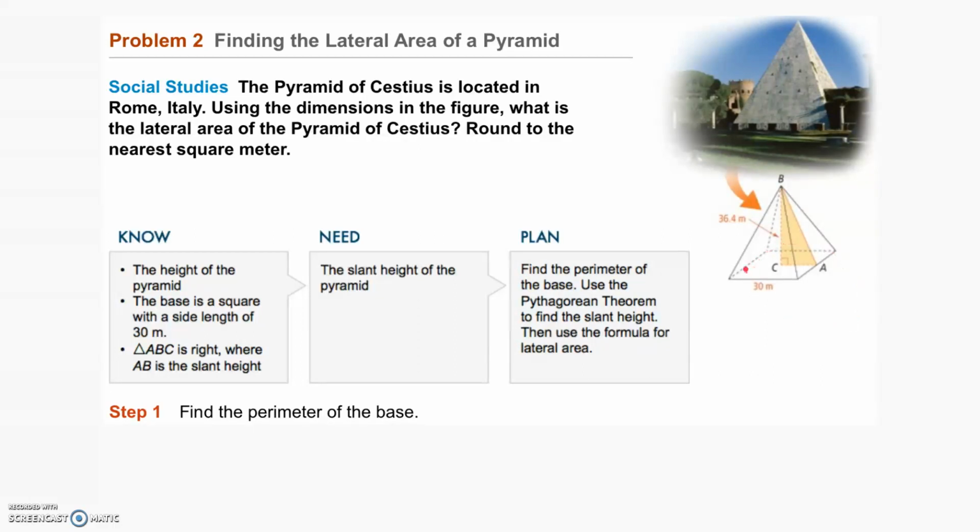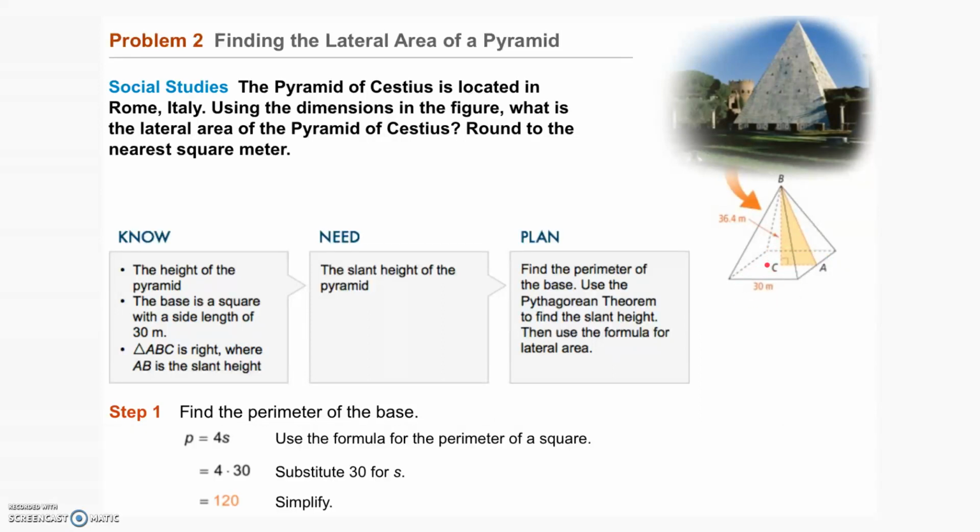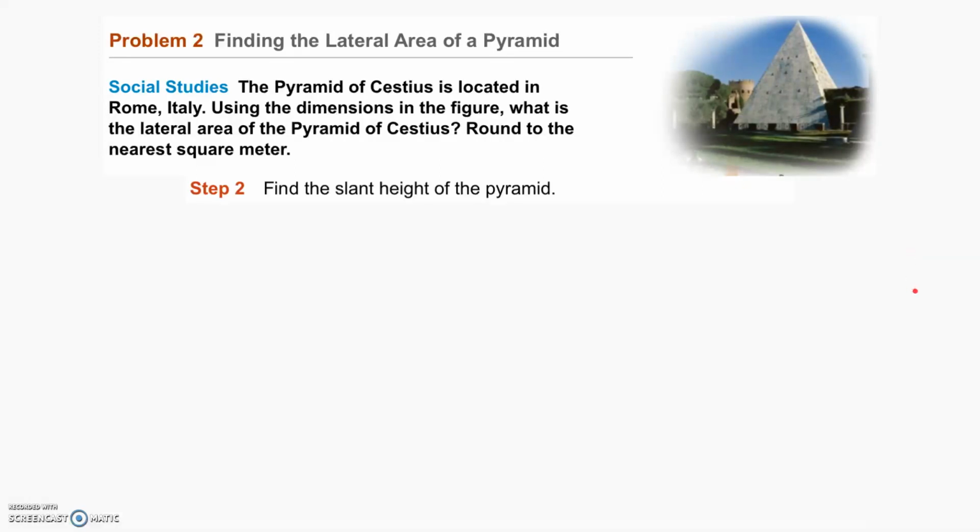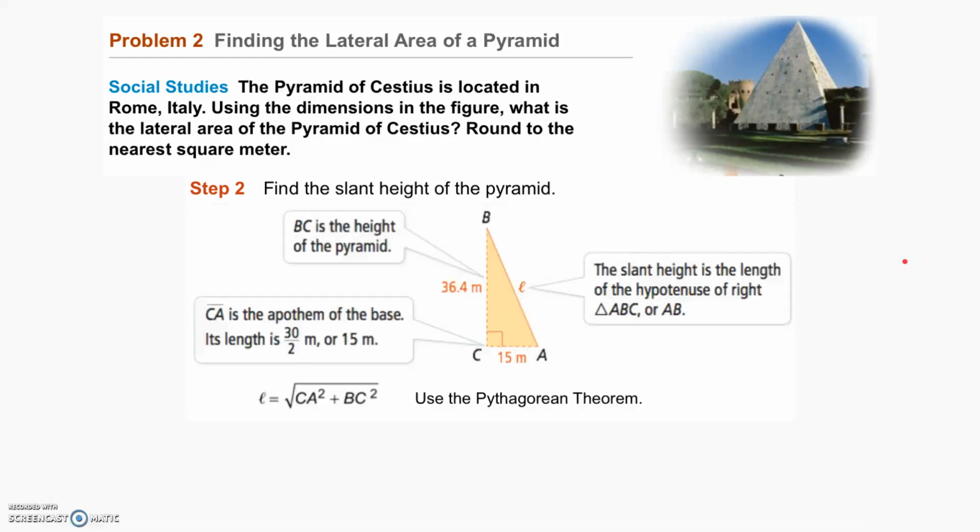First thing we're going to do, easy enough, is find the perimeter of the base. It is a square pyramid. Notice 1, 2, 3, 4 sides. Each side measures 30 meters. So we're going to come up with 120 as the perimeter of the base. That's easy enough. Next thing we have to do is find the slant height of the pyramid.